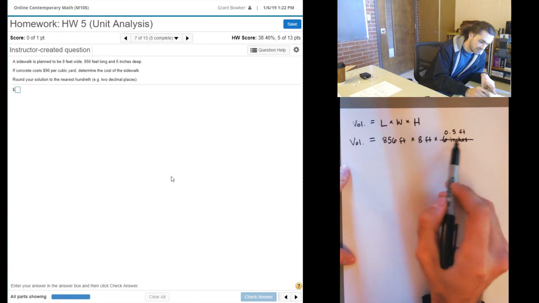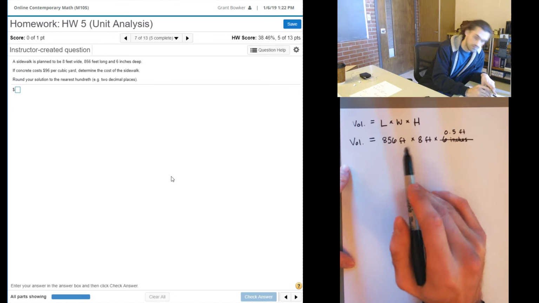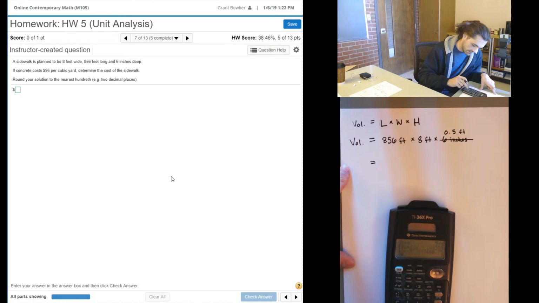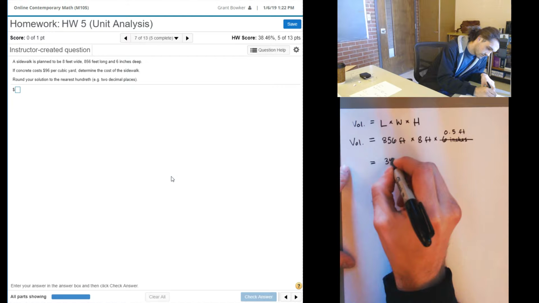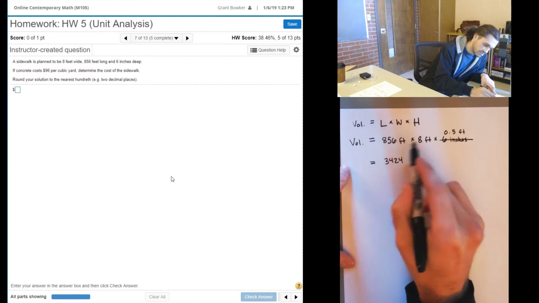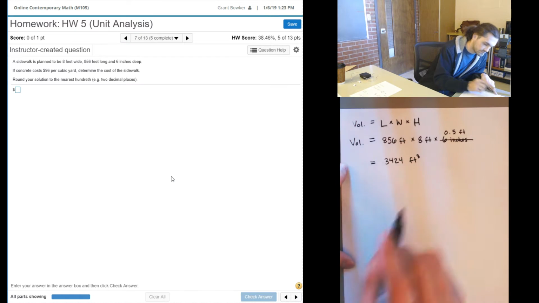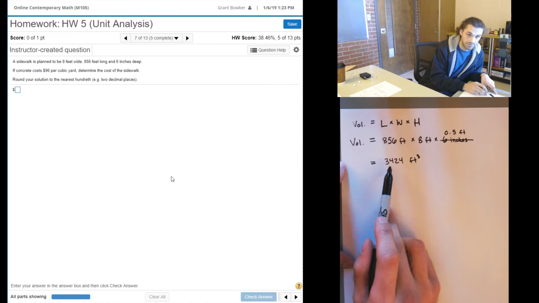So I've converted my 6 inches into feet, and now I'll do the multiplication to get a volume in feet cubed. So 856 times 8 times 0.5, 3424. So I have 3424. Foot times a foot gives me foot squared, times a foot again gives me foot cubed. So the volume of my sidewalk is 3,424 feet cubed.